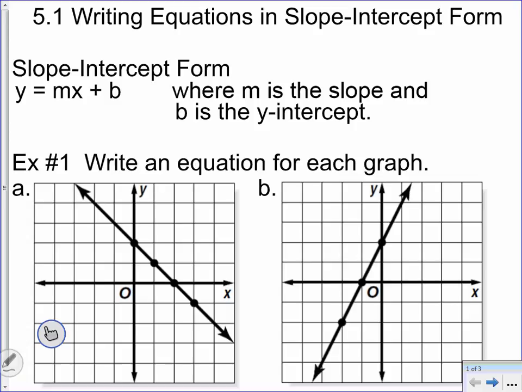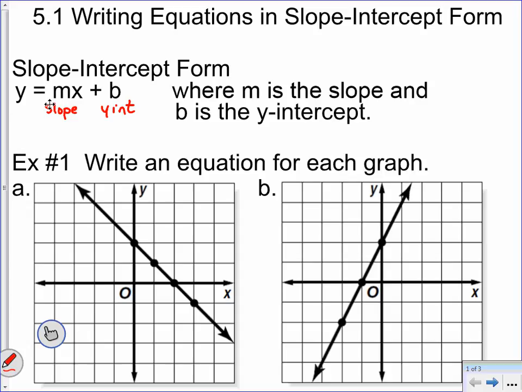Writing equations in slope-intercept form. So today we're going to look at the formula y equals mx plus b, where m is the slope and b is the y-intercept. Remember, the y-intercept is where the line crosses the y-axis, and slope is rise over run.